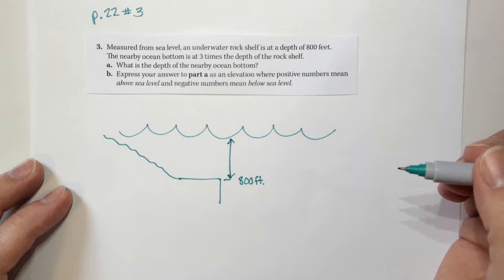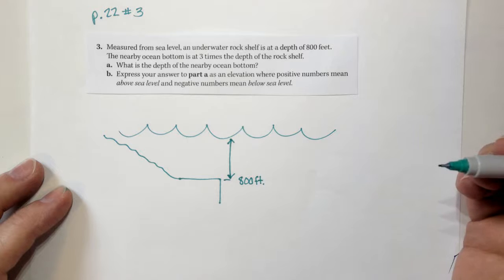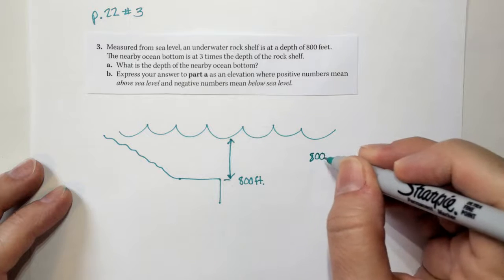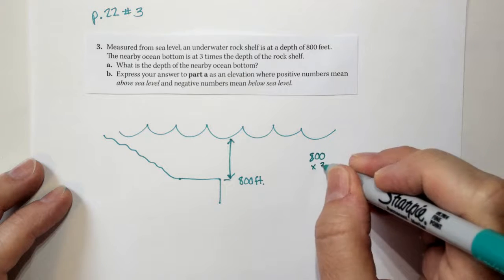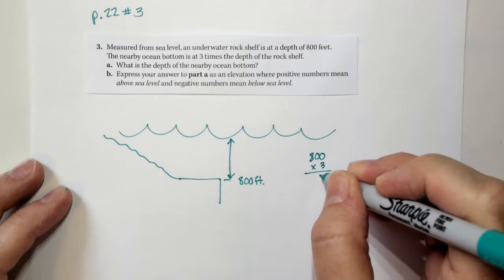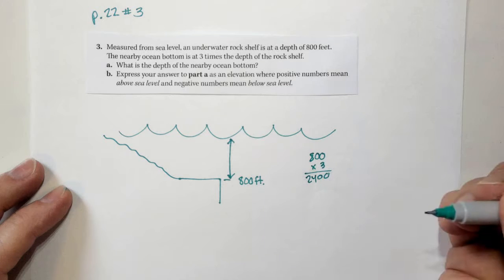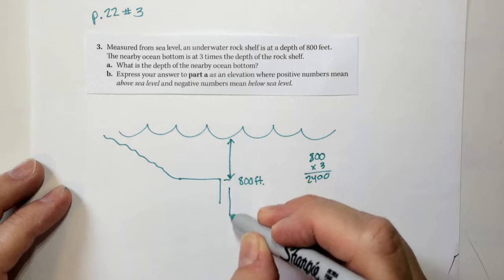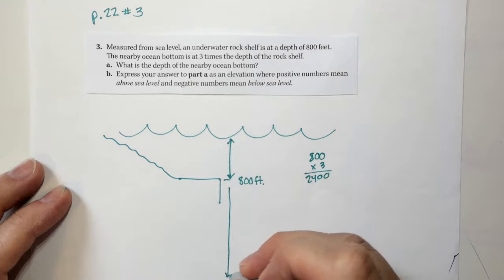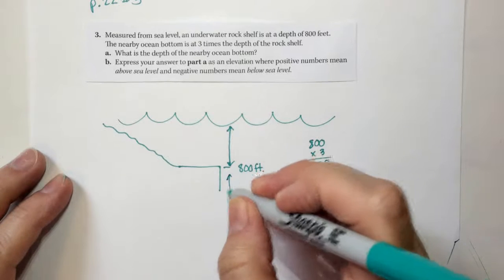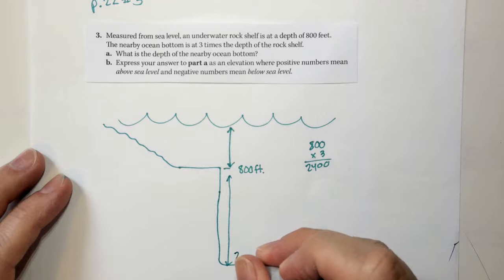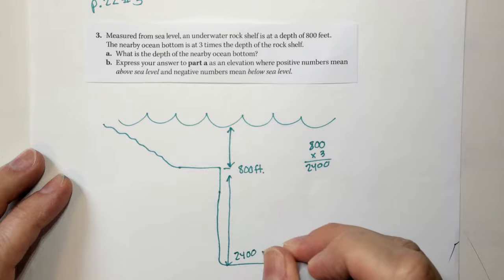The nearby ocean bottom is at 3 times the depth of the rock shelf. 3 times. Well, if the rock shelf is at 800 feet, what is 3 times that? 2,400 feet. So let's see, that's once. Let's make it a little bit longer than that, about 3 times as much. That's the bottom of the ocean. There we go. It's at a depth of 2,400 feet.